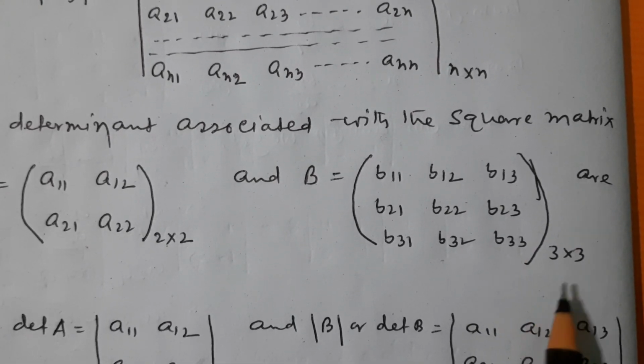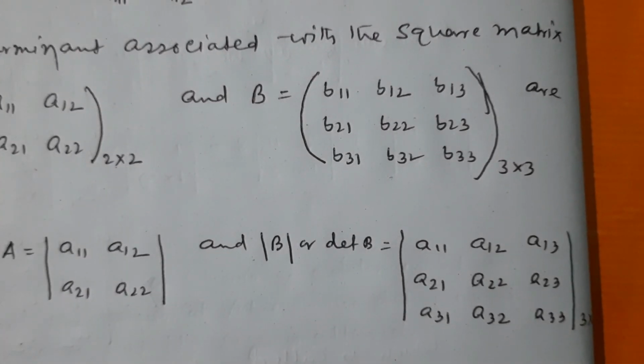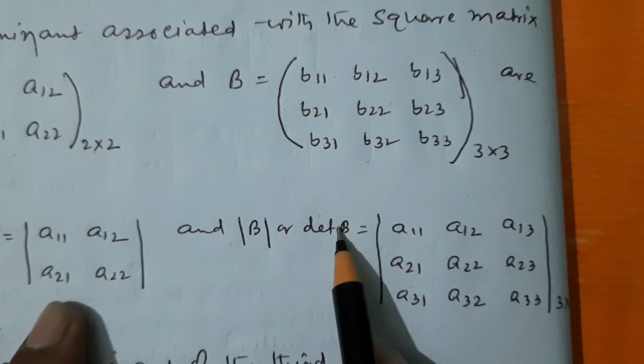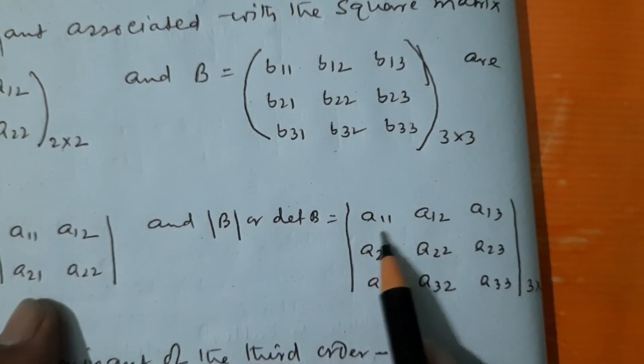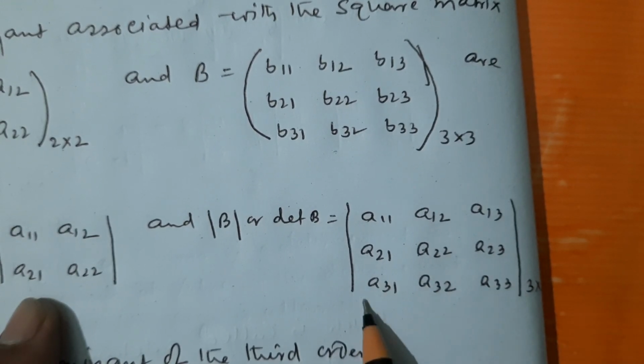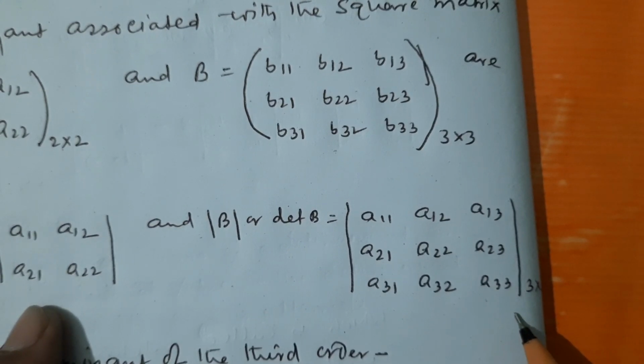And if B equals B11, B12, B13, B21, B22, B23, B31, B32, B33, it is a 3 cross 3 square matrix, then its corresponding determinant can be represented by determinant of B, that is det of B, equals A11, A12, A13, A21, A22, A23, A31, A32, A33. It is a 3 cross 3 determinant.